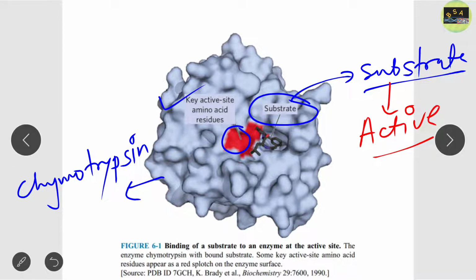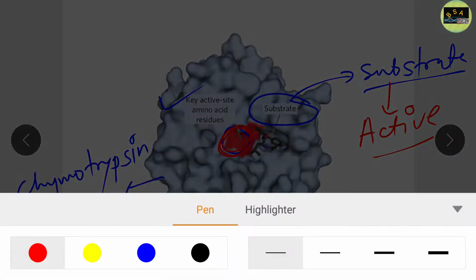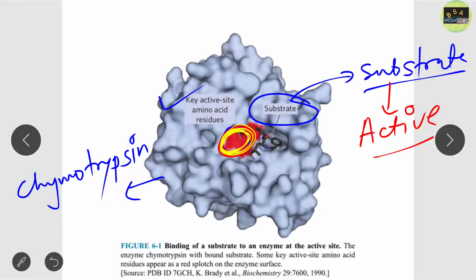The molecule that is bound in the active site of an enzyme and is acted upon by the enzyme is called the substrate. Now remember, this is the chymotrypsin enzyme, and remember one point: each and every enzyme is substrate specific. That is due to the unique physical and chemical properties of the active site of an enzyme. If you see, this is the active site of an enzyme, and this active site is basically substrate specific.